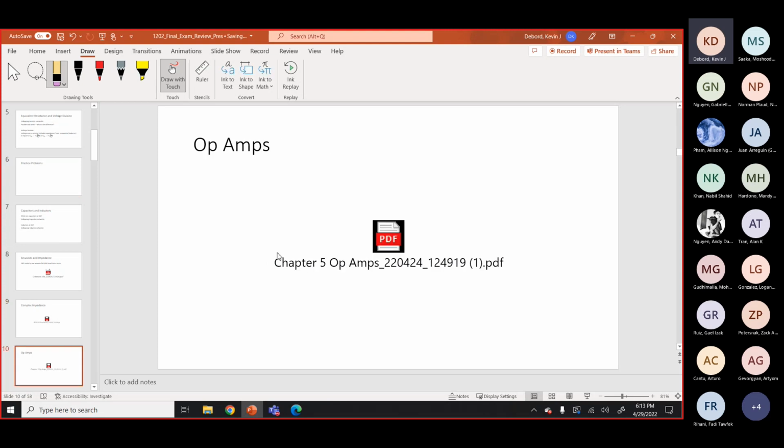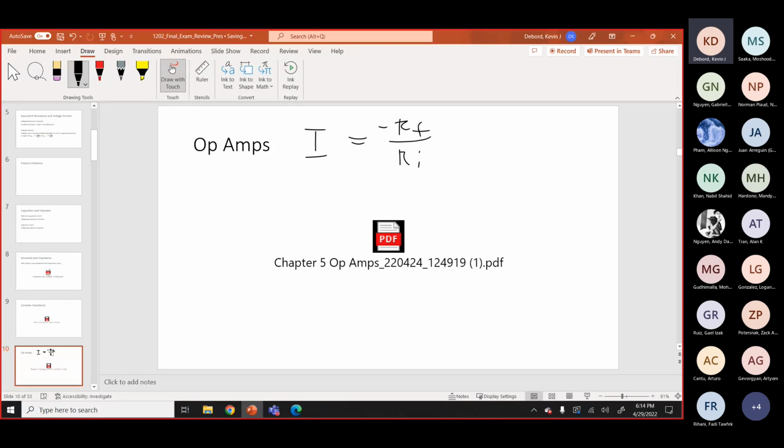So it's complex impedance, op amps. Can you guys give me the equation for the op amp? Let's start with an inverting amp. What's the gain equation for the inverting amp? It'll just be negative RF over RI. So the inverting is going to be negative RF over RI.